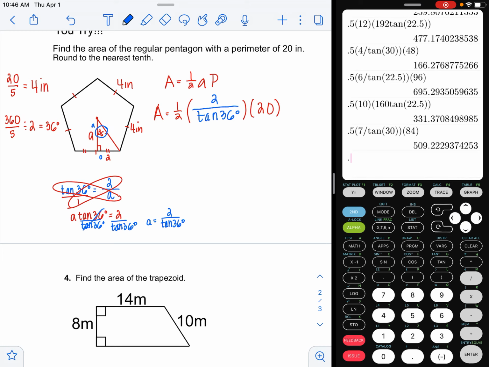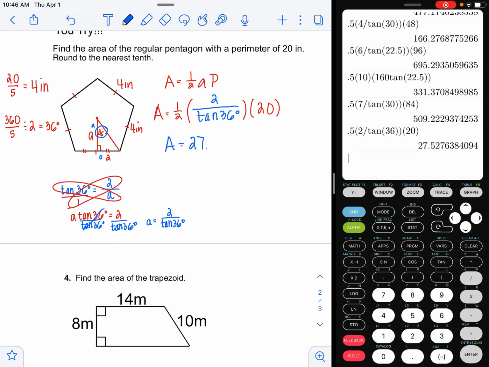And then I'll put it in my calculator. 0.5, parentheses, 2 divided by tangent 36, close the parentheses, parentheses 20, close the parentheses, enter, round to the nearest tenth, and I have 27.5. My units is inches squared.